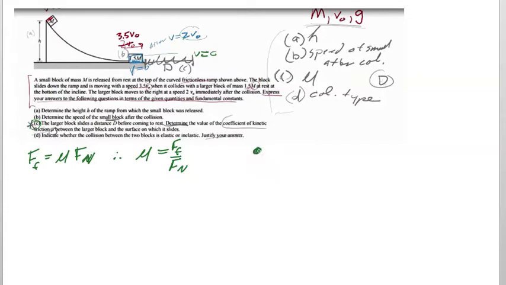Now, we need to draw a free body diagram. Let's figure out how this would work. You've got your weight, your normal force, and your force of friction. Now, which way is this accelerating? Remember, it accelerates in the same direction as the net force. The only force that doesn't cancel out here is the force of friction, so your acceleration is that way.